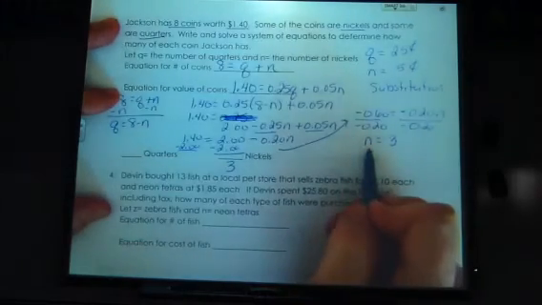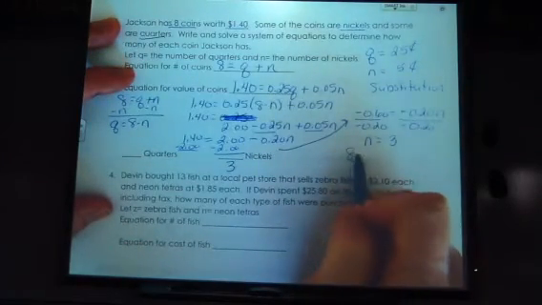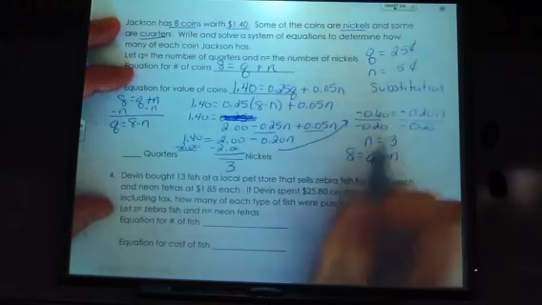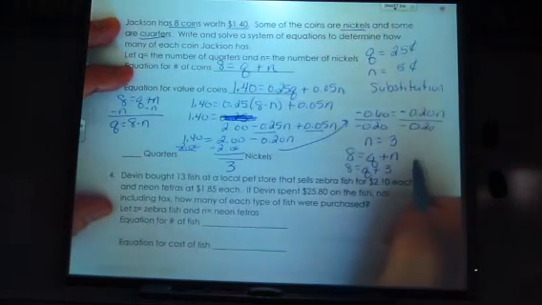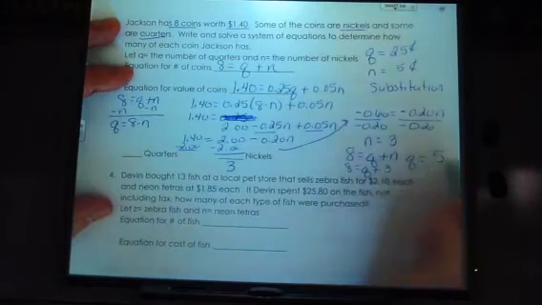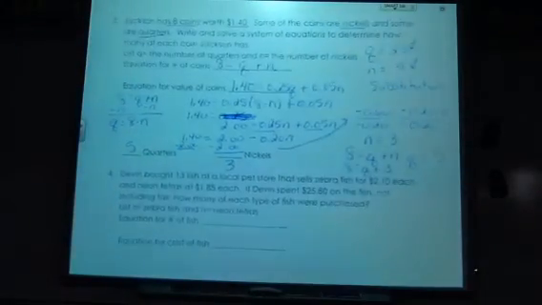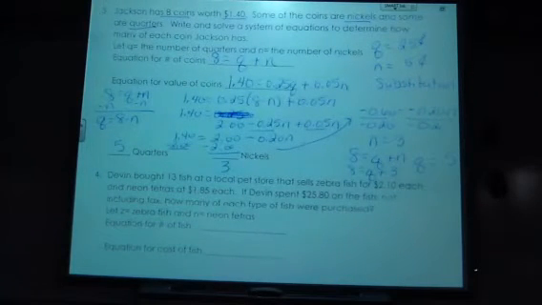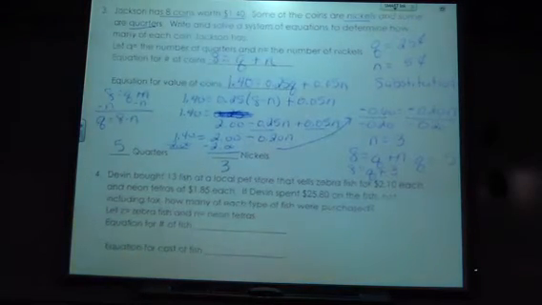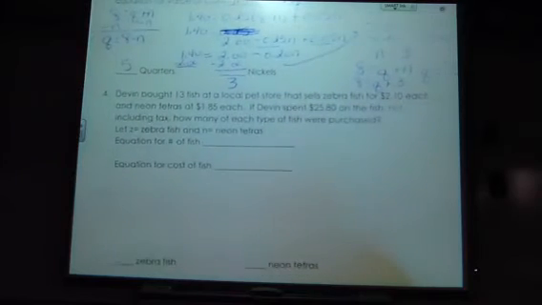Let's substitute into our first equation. 8 equals Q plus n. We'll substitute in for n. So then Q equals 5. Last one, you're going to do on your own. If you need help, look at the board.